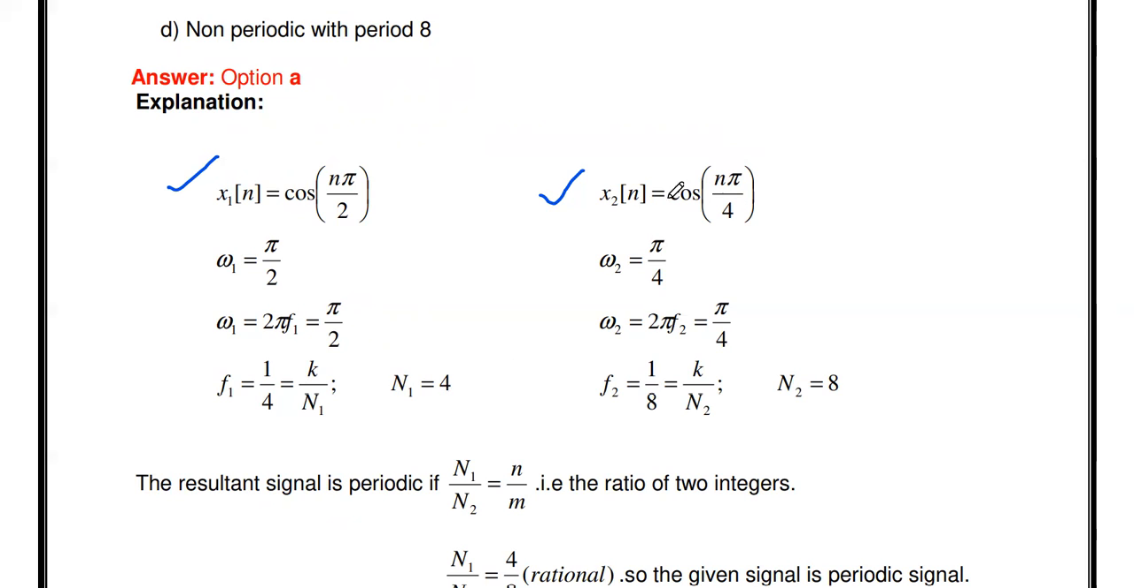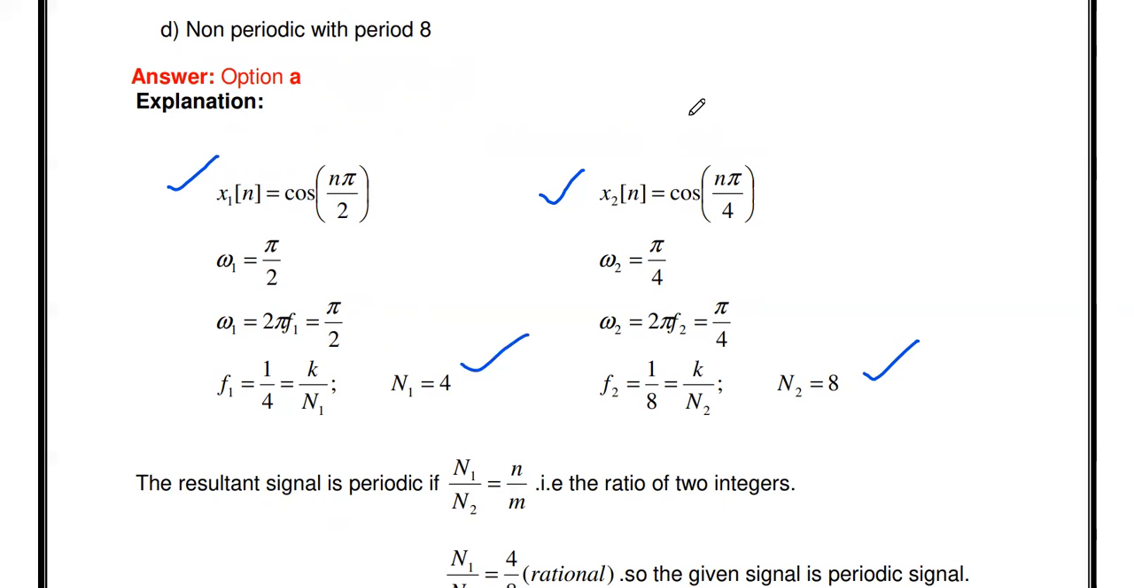Similarly, if we compare the second signal with the standard form, ω2 equal to π/4. So 2πf2 equal to π/4. Here π cancels, then f2 can be written as 1 divided by 8. It can be written as k divided by N2. So from this, what is the value of N2? N2 equal to 8.